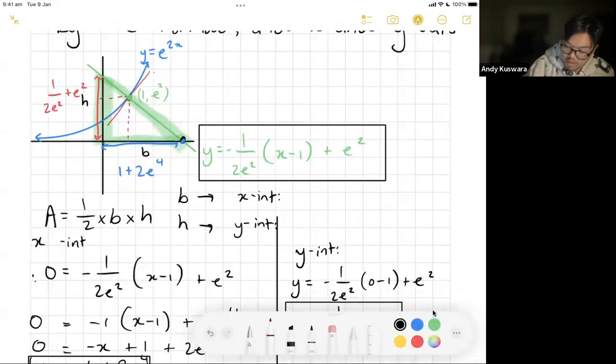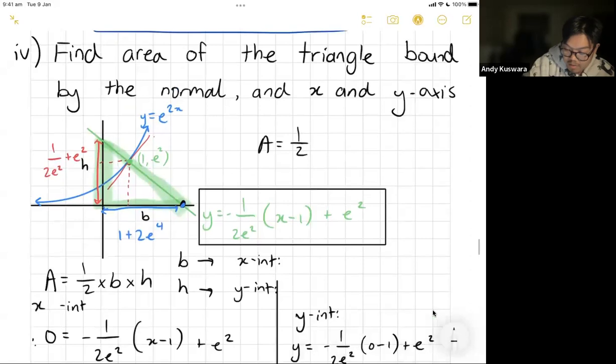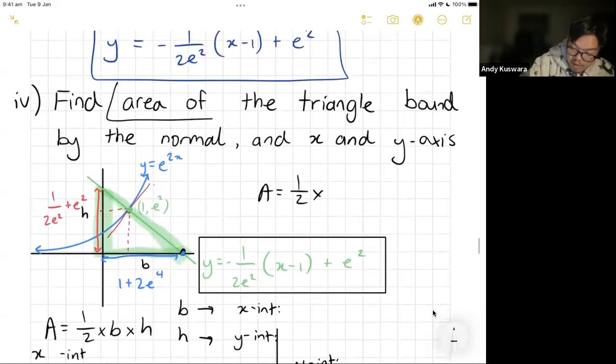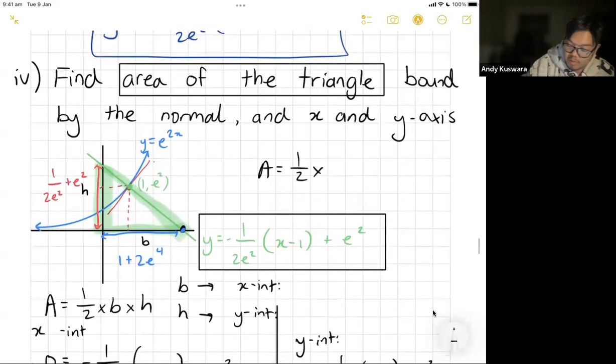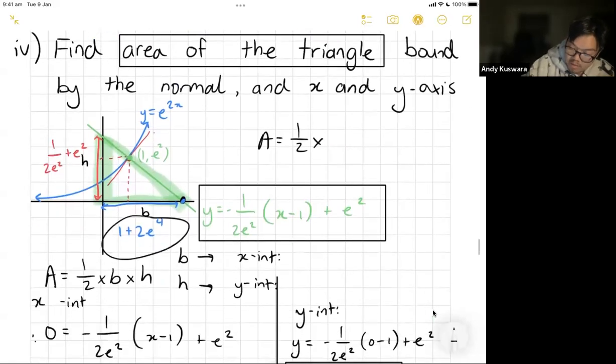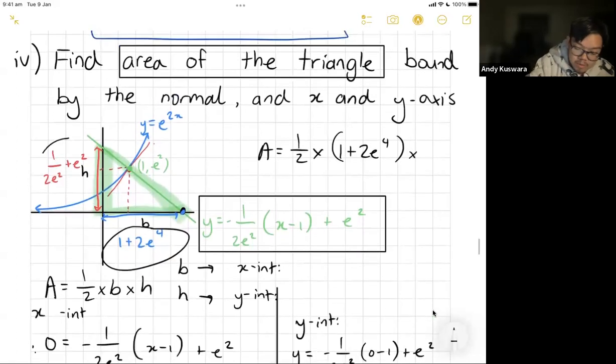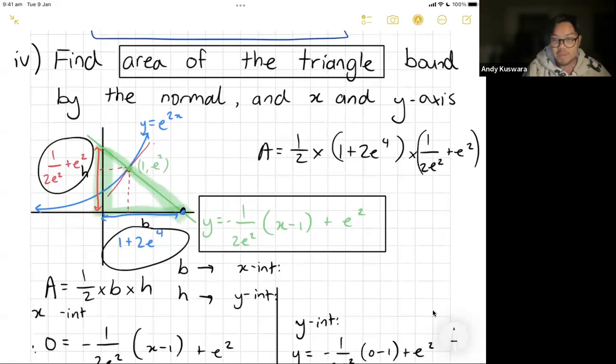And now that I've got it all together, I'm just going to write area equals half, because that's what it's asking for, right? Area of the triangle. So it's going to be half times base, which I now know is 1 plus 2e to the 4, times my height, which is 1 on 2e squared plus e squared. I'm sure we could spend time here and simplify and expand that whole thing, but for the time being, I'm happy with that. You would just answer with that, in units squared, because we're talking about area.